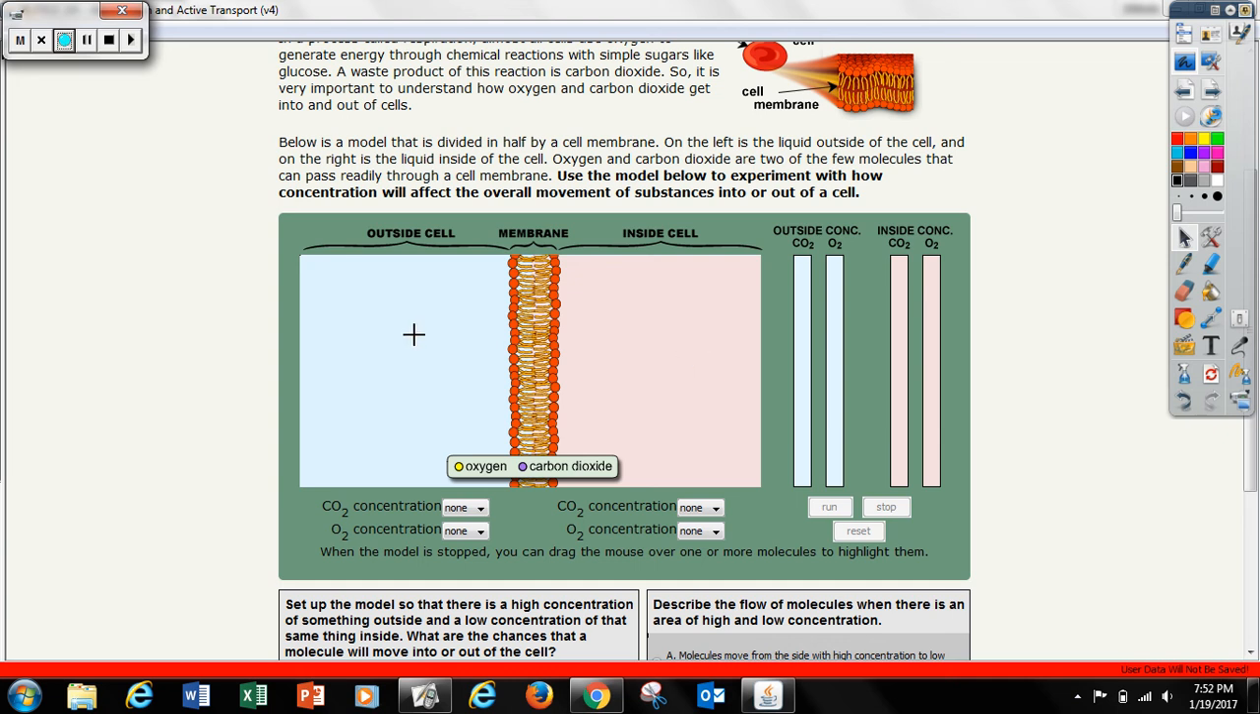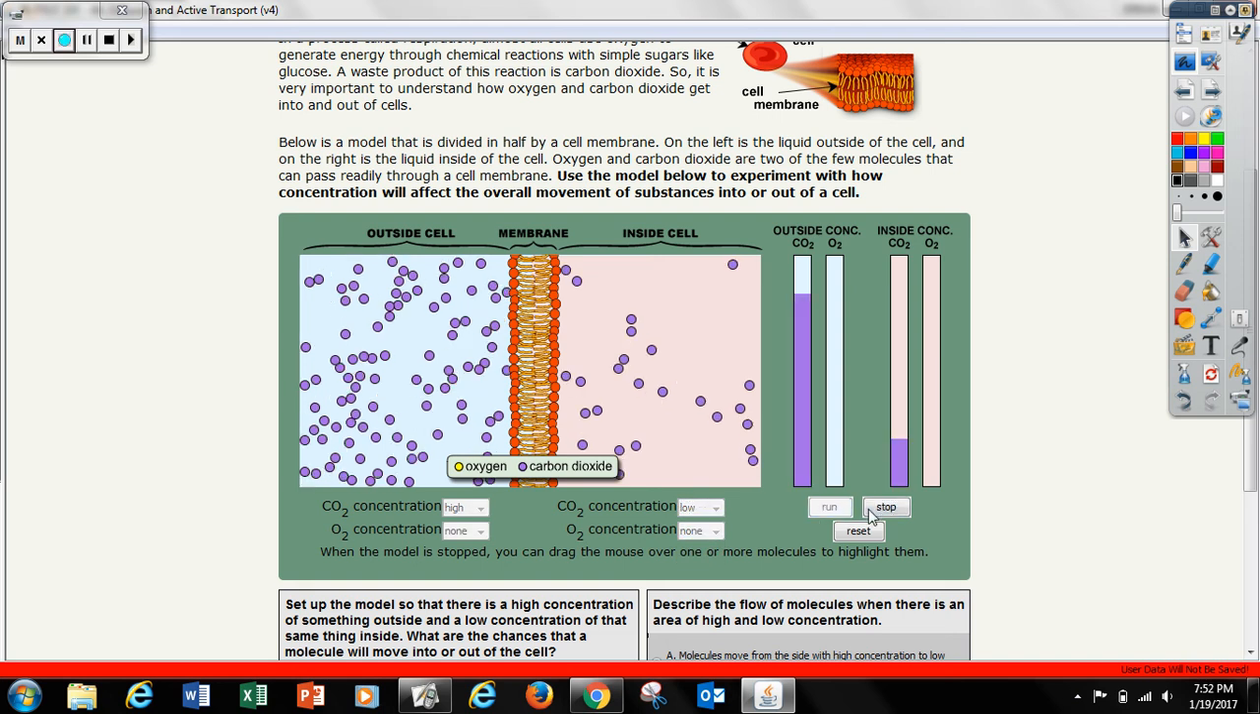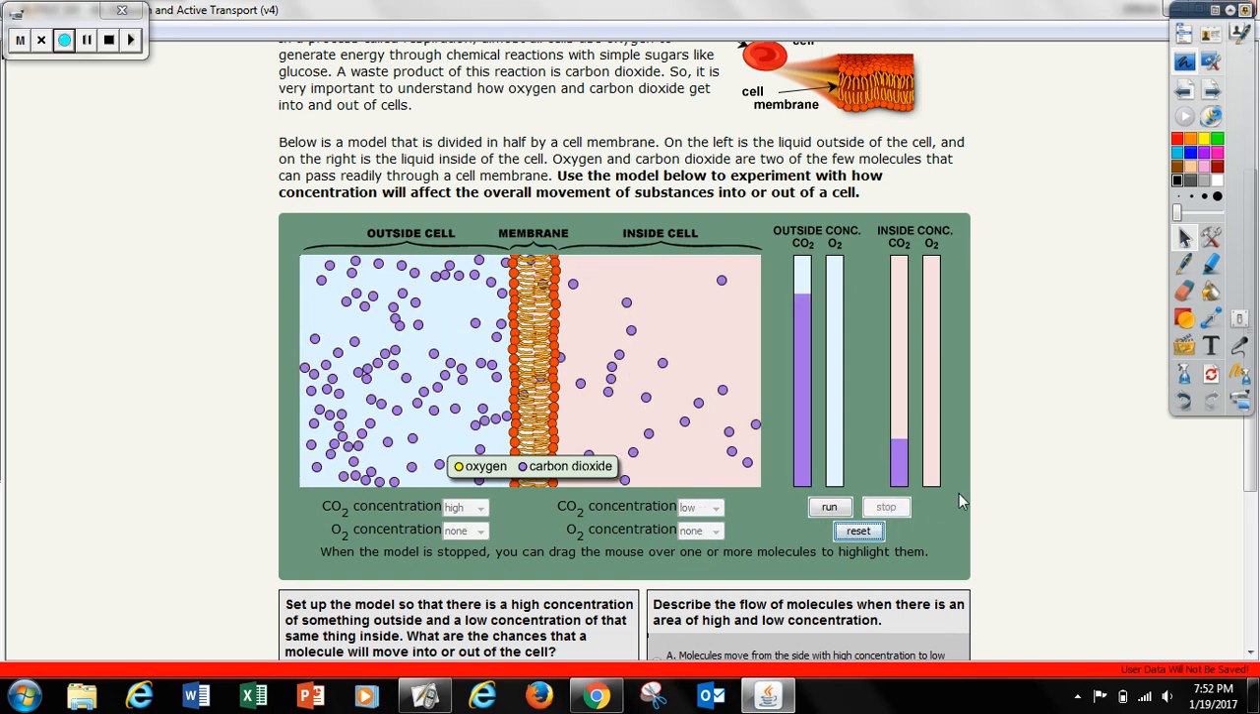So I'm going to start with diffusion. So here we have the cell membrane, obviously, and we're going to put a high concentration of carbon dioxide outside the cell and a low concentration inside the cell. I'm just going to run it for a second and then stop it so that we can get our starting levels. So we're not worrying at all about the O2. We can just cross that out. And we're only looking at the CO2.